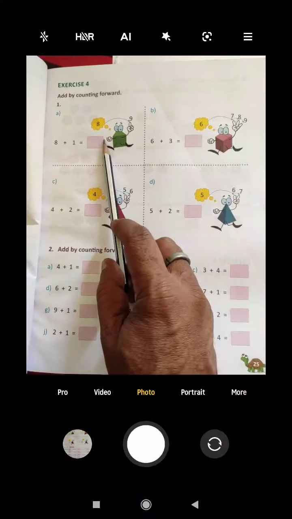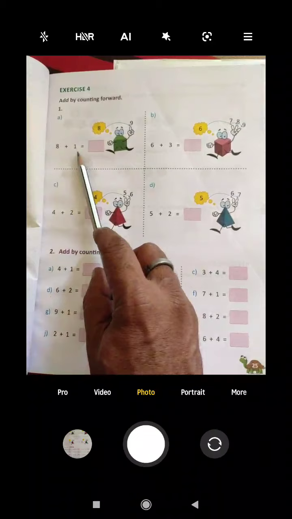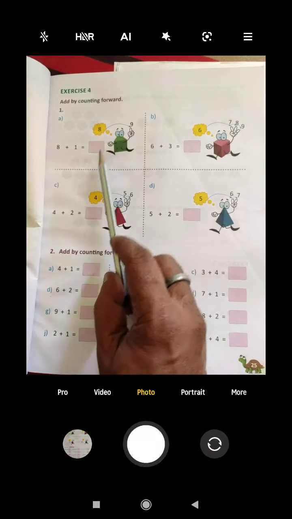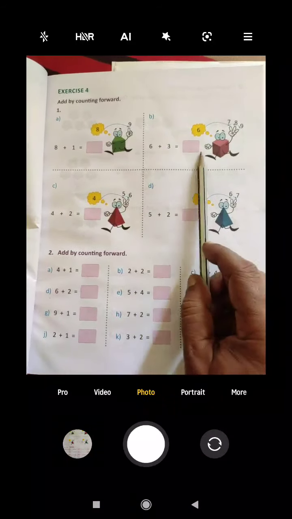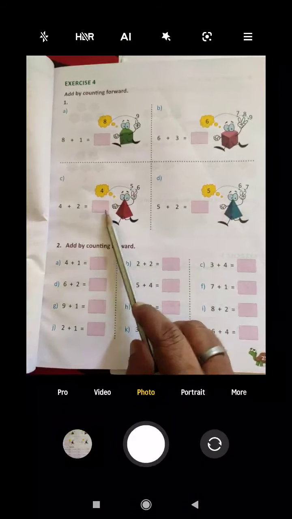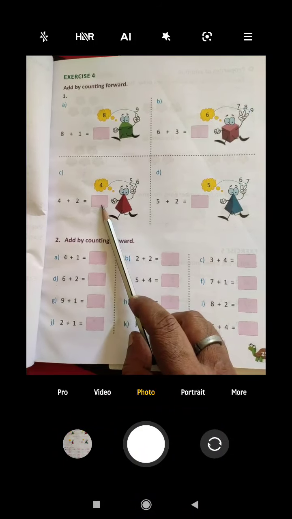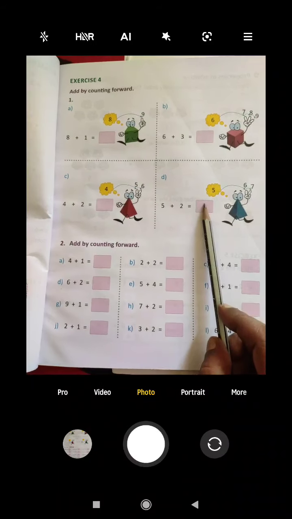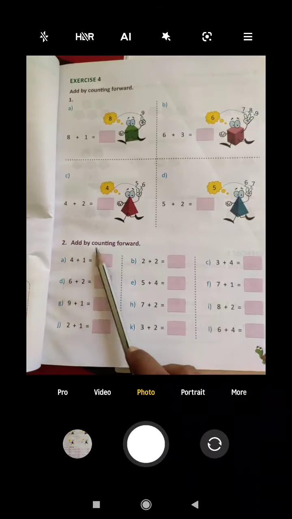Okay, it is very simple. 8 plus 1, how much is it? It is 9. Then 6 plus 3, as you know already. Okay, 4 plus 2, 5 plus 2, as it is. Now add by counting forward.